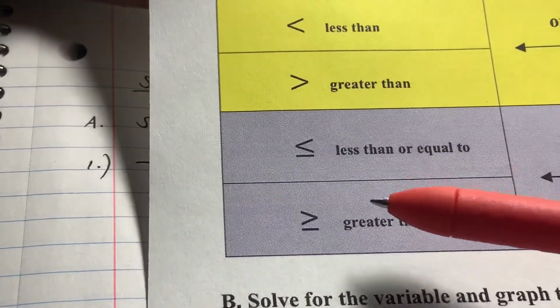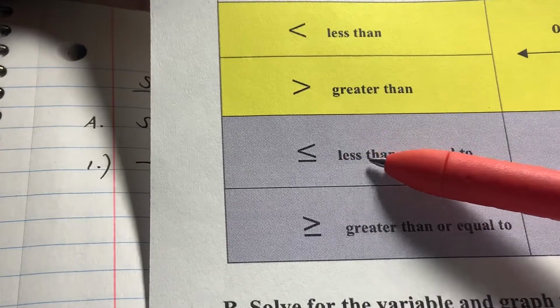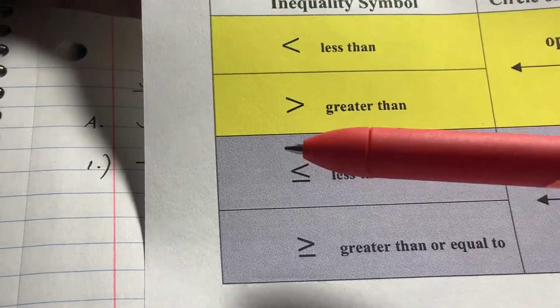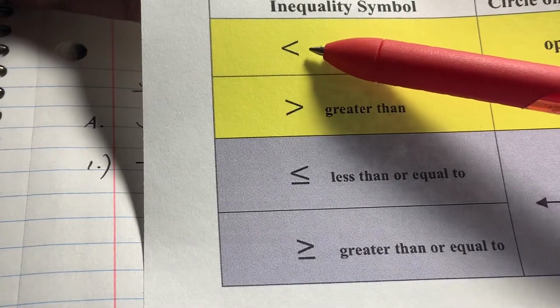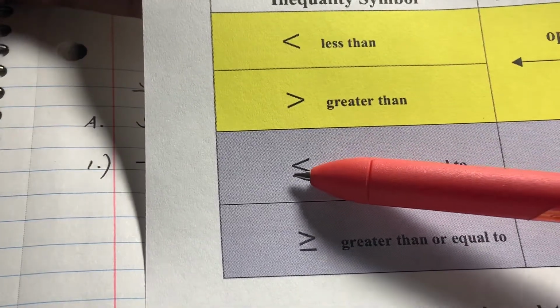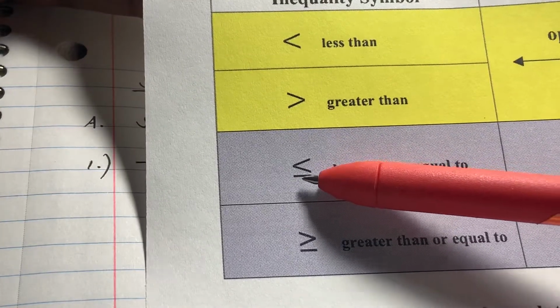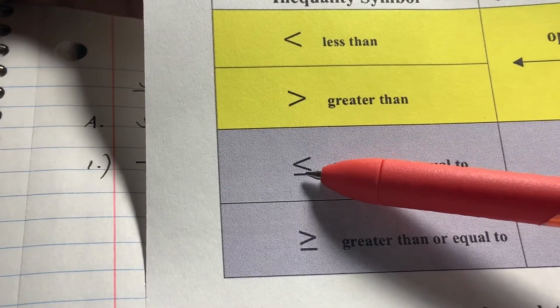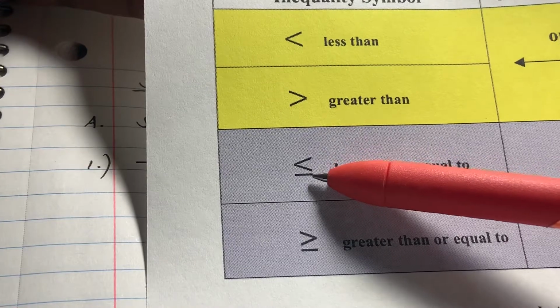Let's look at these two. This is called less than or equal to. Now notice it looks just like the less than symbol up here, except now it has an extra line underneath it. Now you might say, Mr. Barbier, what's that line there for? Guys, that line is basically the bottom half of an equal sign, okay?